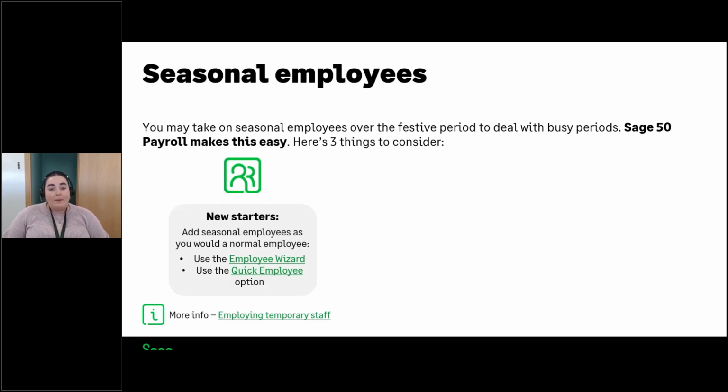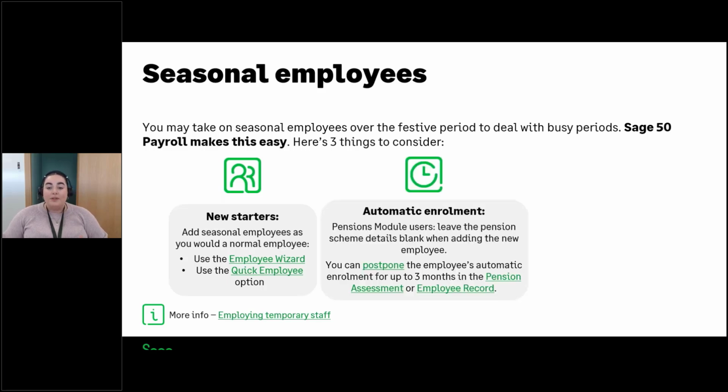The next thing is automatic enrolment. This is to do with your pensions, particularly postponing your seasonal workers. If the employees are eligible to be automatically enrolled, meaning they're of age, they're earning enough and they're a UK worker, they'd normally be automatically enrolled into your workplace pension scheme. But for your seasonal workers, when they first become eligible, you can actually postpone their automatic enrolment by up to 3 months, since they will likely be working with you short term.